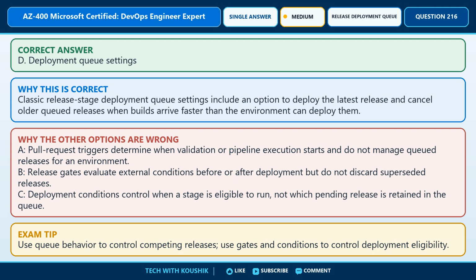A. Pull request triggers determine when validation or pipeline execution starts and do not manage queued releases for an environment. B. Release gates evaluate external conditions before or after deployment, but do not discard superseded releases. C. Deployment conditions control when a stage is eligible to run, not which pending release is retained in the queue. Exam tip. Use queue behavior to control competing releases. Use gates and conditions to control deployment eligibility.